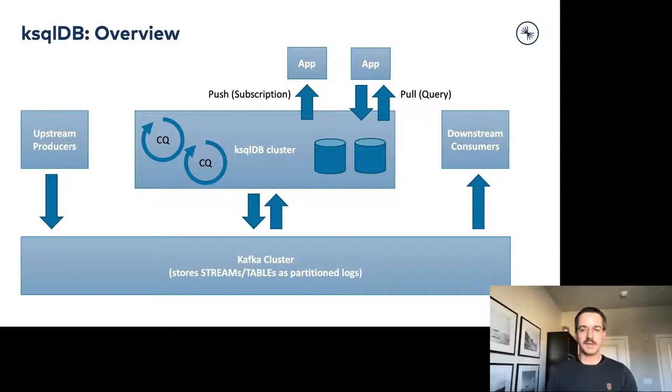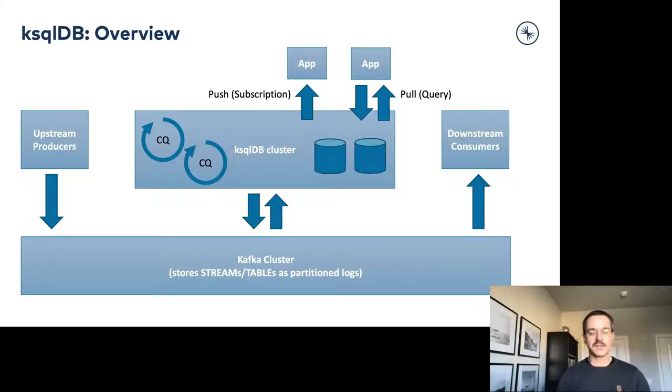And this table state is then exposed via those pull queries, where you can do a lookup into this table and get the current value for a primary key. Or the application can say, I want to subscribe to a data stream, and then the ksqlDB server pushes out all those results automatically. And because all those results are published back into Kafka topics again, there can also be downstream consumers that consume those topics for further processing.